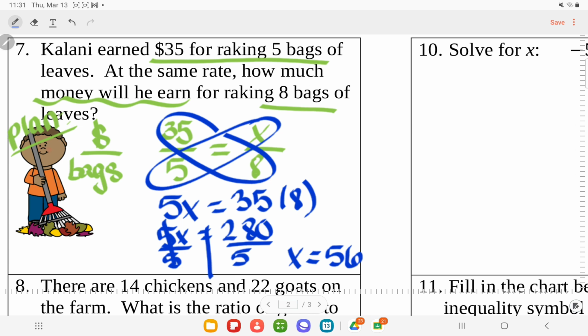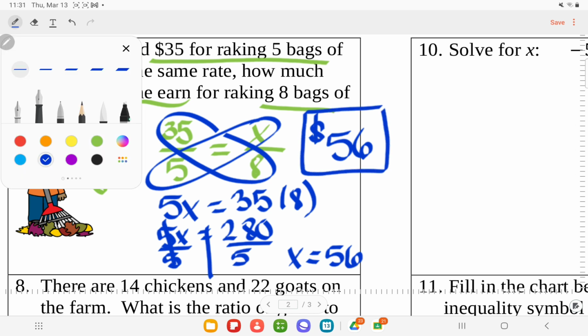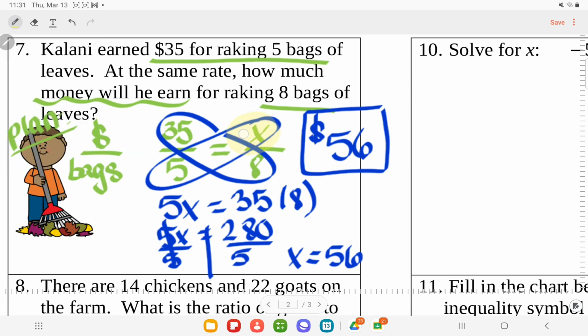Now we go back to the original problem and say, what was the question actually asking? Okay, at the same rate, how much money will he earn? We're talking about money. So you have to make this look like money. It's $56. Or you could look back here. If you look at where you placed it in your plan, you had x on top. That was talking about money. We know we need to give it a money symbol at the end.